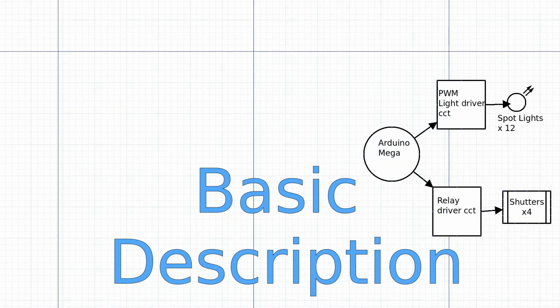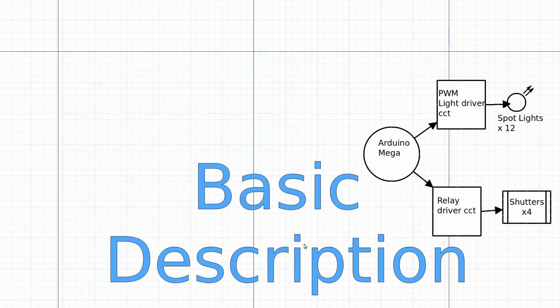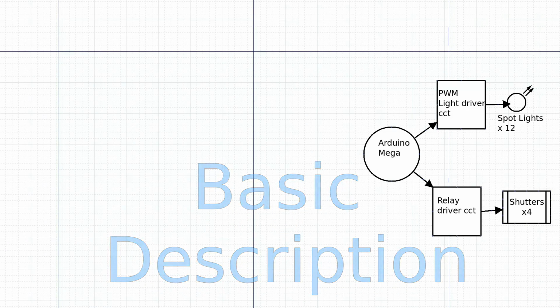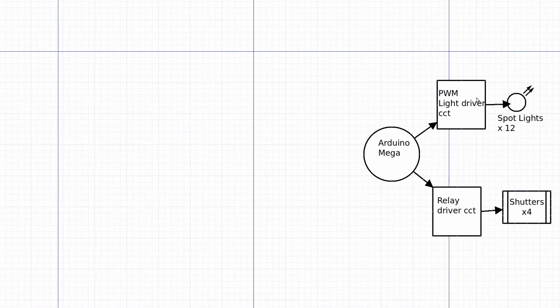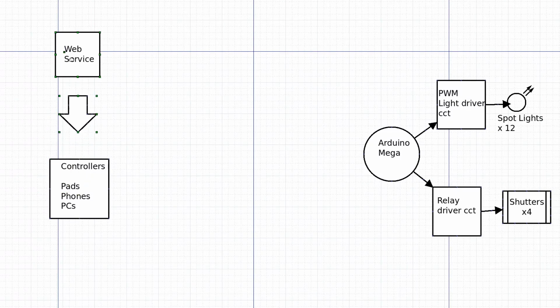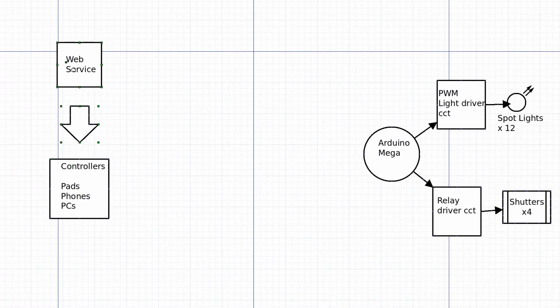Okay, a brief explanation on how it all works. We've got the Arduino there, controlling via driver circuits the spotlights and the shutters. The control devices which the users have, and we've seen those already. Now those devices and the interface on them are simple web pages. They just happen to scale very well across all devices.